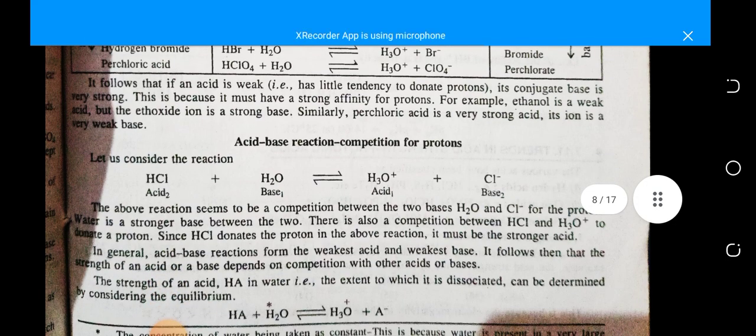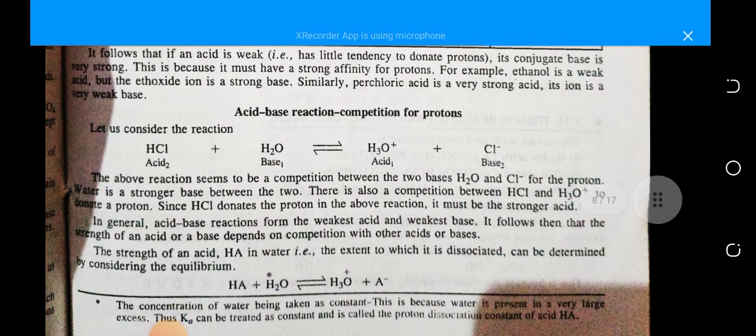Acid base reaction: competition for protons. Let us consider the reaction acid 1 plus base 2. The above reaction seems to be a competition between two bases, H2O and Cl-, for the proton. Water is the stronger base between the two. Therefore, there is also competition between HCl and H3O+ to donate a proton. Since HCl donates the proton in the above reaction, it must be the stronger acid. In general, acid base reactions form the weakest acid and weakest base. It follows then that the strength of an acid or base depends on competition with the other acid or base.